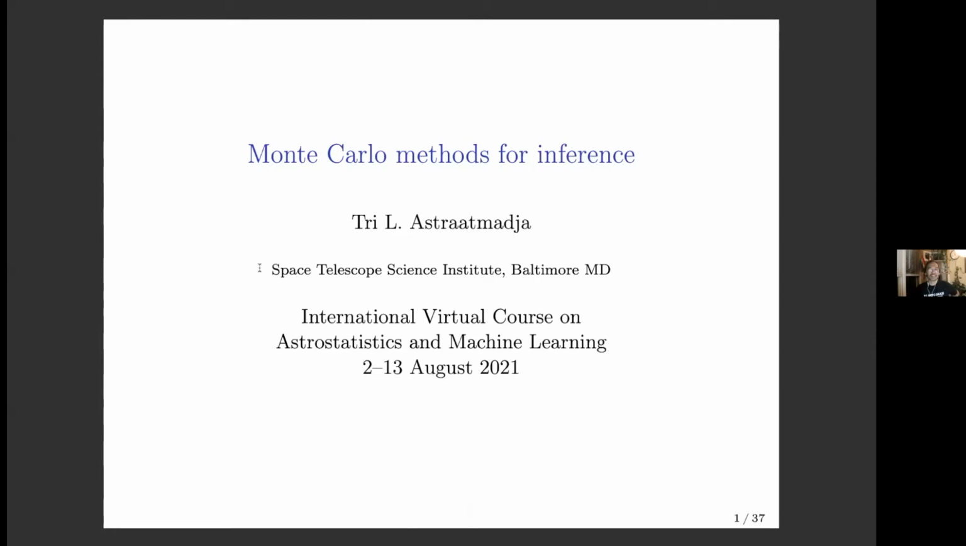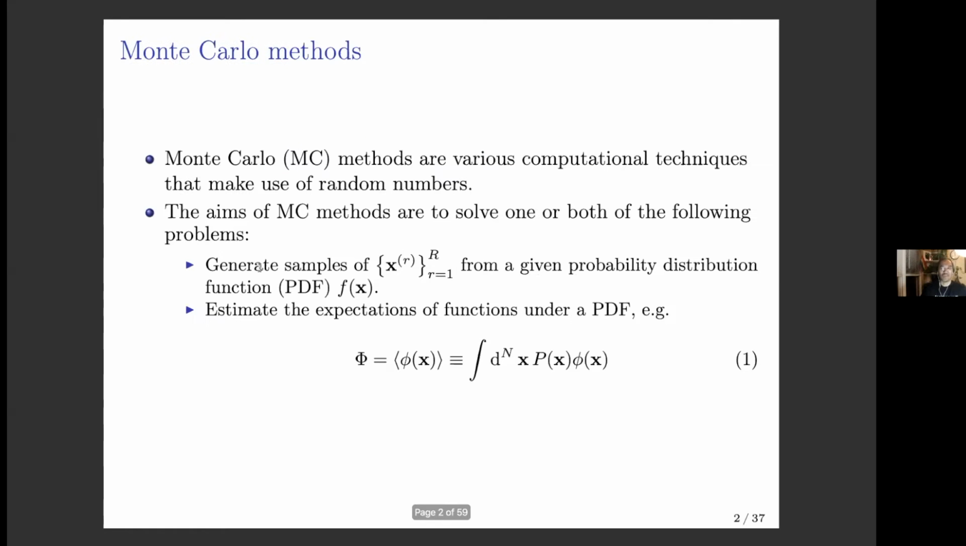Can you see the slides? Yes, you can see it. Yep. Okay. If I move the slides, you can also see it. This one's page 2. Yeah. This is page 2. Can you see the slide? Yes. Okay. So right.